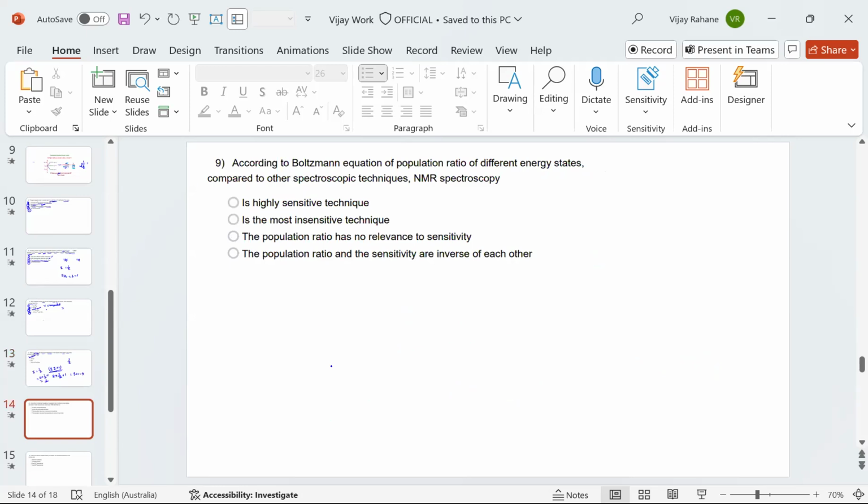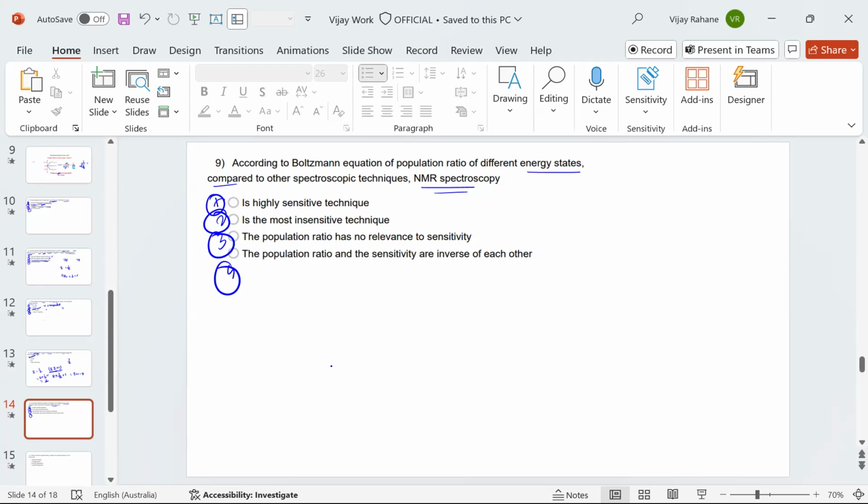The next problem: according to the Boltzmann equation of the population ratio of different energy states compared to other spectroscopic techniques, what do you think about NMR spectroscopy? The first option is that it is highly sensitive. The second is that it is most insensitive. Third, the population ratio has no relevance to sensitivity, and fourth, the population ratio and sensitivity are inverse to each other. Which option is correct? Sir, it is the most insensitive technique.